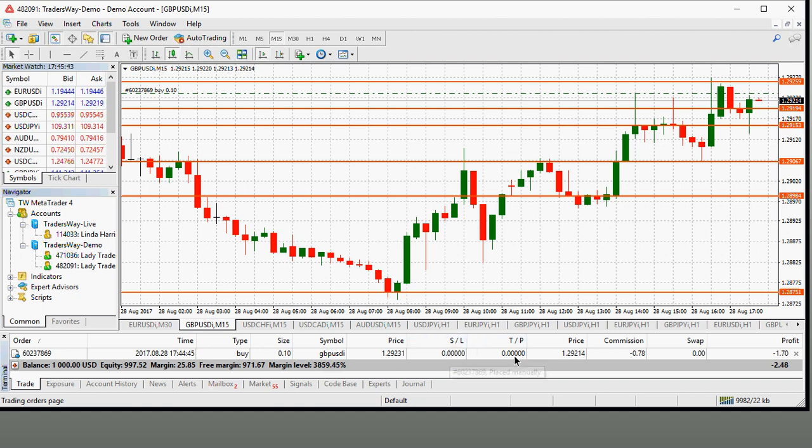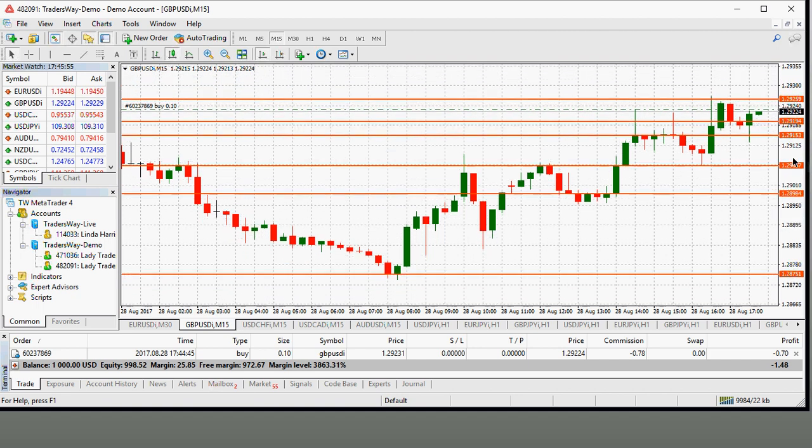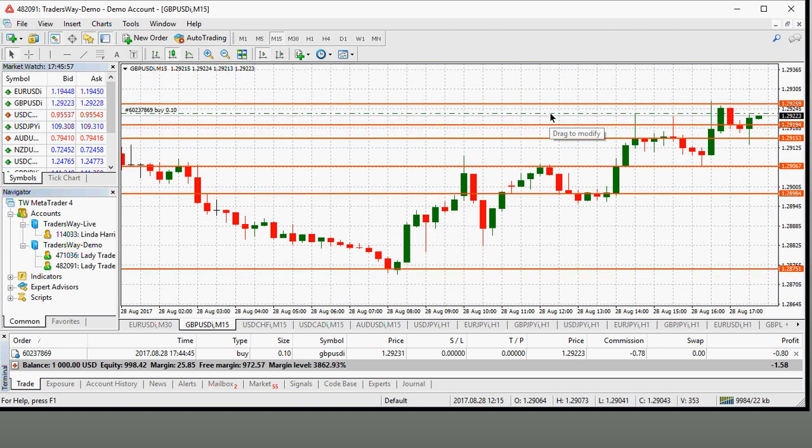And now you can see that my stop loss and my take profit levels are at 0. That is an absolute no-no. What I need to do is go in and set my take profit. My take profit is going to be set to where I am able to get out of a trade in profit. And we'll just use the lines that I have here.